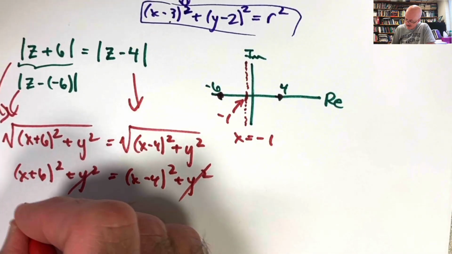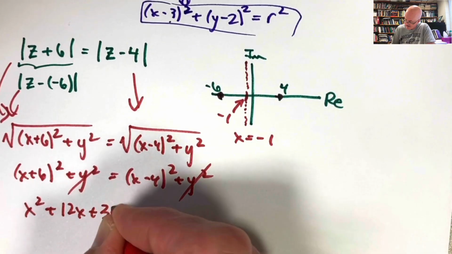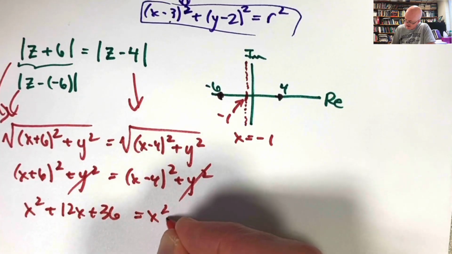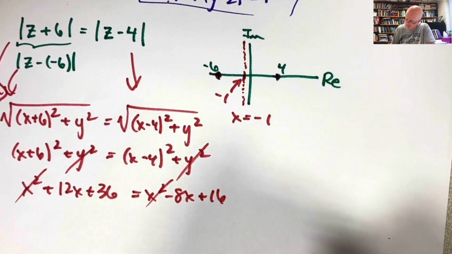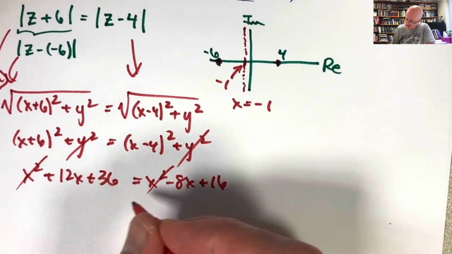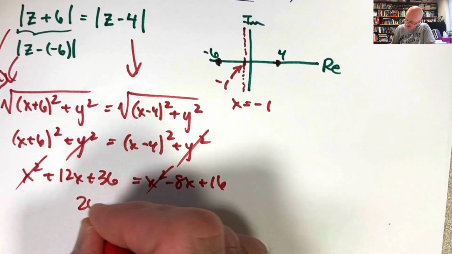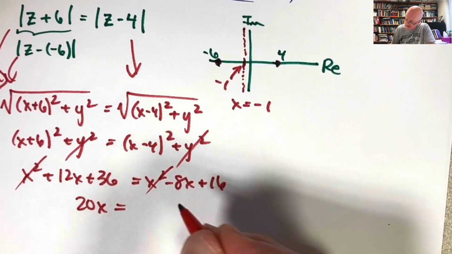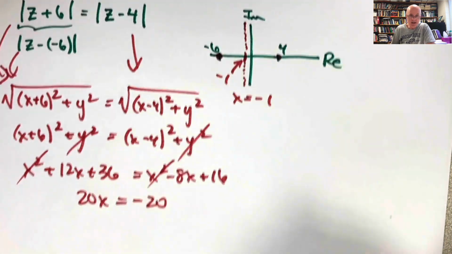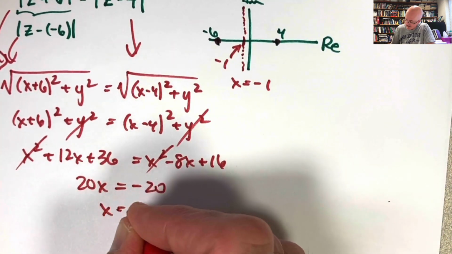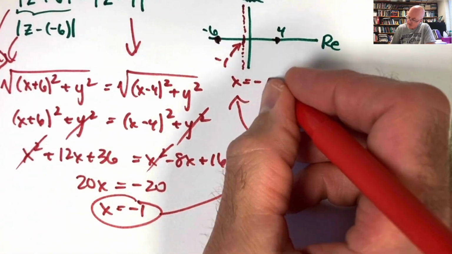Now go ahead and expand these things. x squared plus 12x plus 36 equals x squared minus 8x plus 16. The x squareds cancel. You only have a linear equation in x and y, in just x in this case. Add 8x to both sides. 12x plus 8x is 20x. Subtract 36 from both sides. 16 minus 36 is negative 20. Now divide both sides by 20 and get x equals negative 1, matching this one right here.